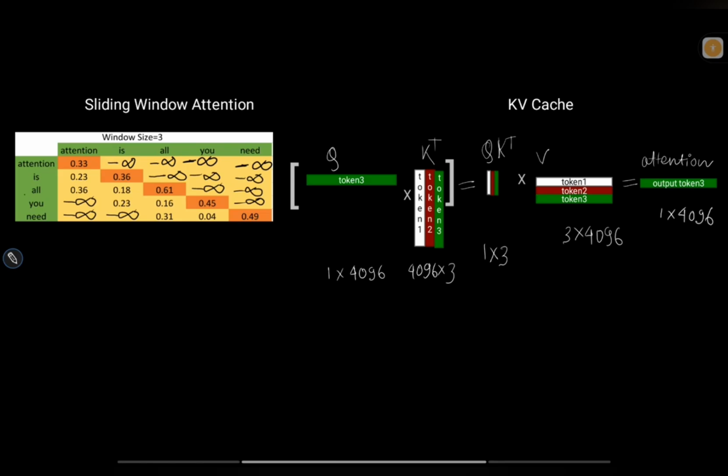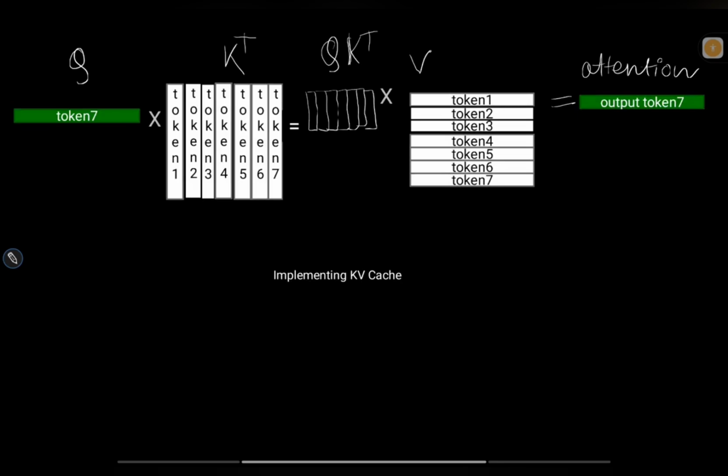Now if you understood the concept of KV cache, imagine that we are at the 7th token generation. The query matrix will have token 7, and the key matrix will have all the tokens from token 1 to token 7. We multiply Q cross K transpose and get the QK transpose matrix, which is 1 cross 7. Then we multiply with the V matrix, which is again cached using the KV cache, with a shape of 7 cross 4096, where 4096 is the dimension, the context length of this model, and then we get the output token.